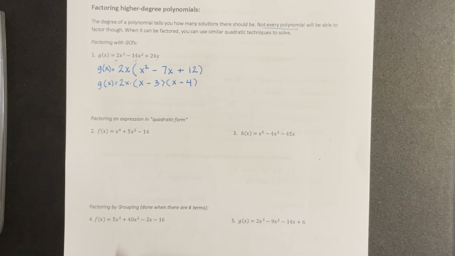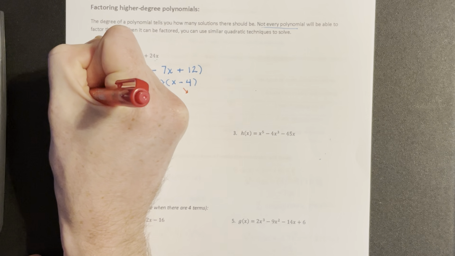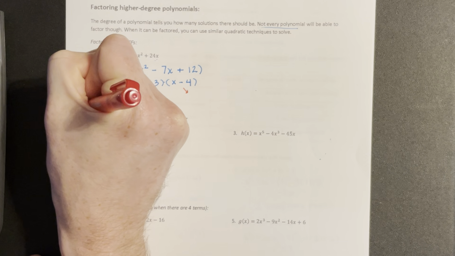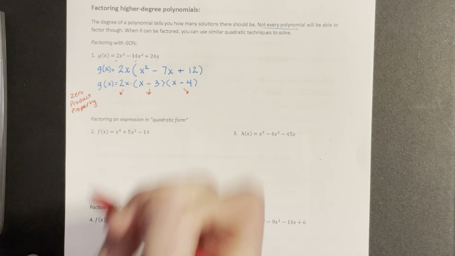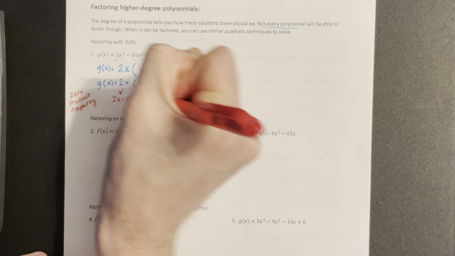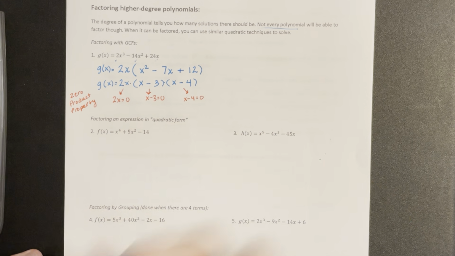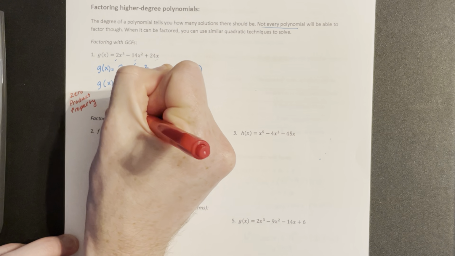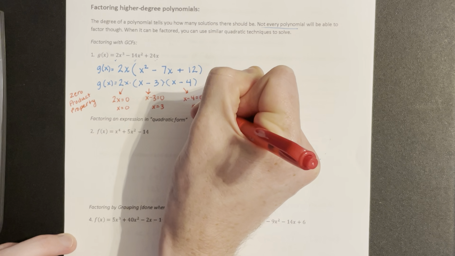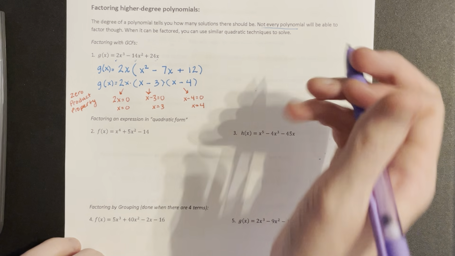So if I set each factor equal to 0, using the zero product property, let's just write that off to the side, zero product property. All we're doing is saying that 2x could equal 0, x minus 3 could equal 0, and x minus 4 could equal 0. If I solve those, I'm just going to get 0 for the first one, 3 for the second, and 4 for the third.